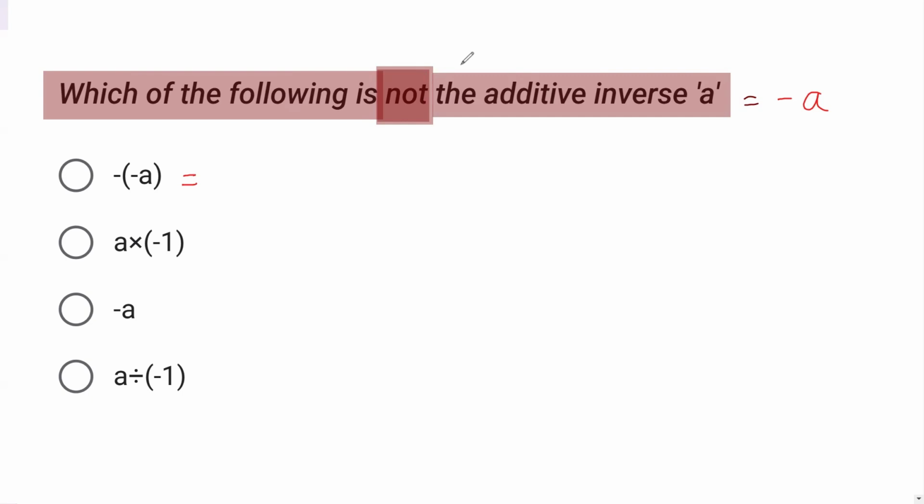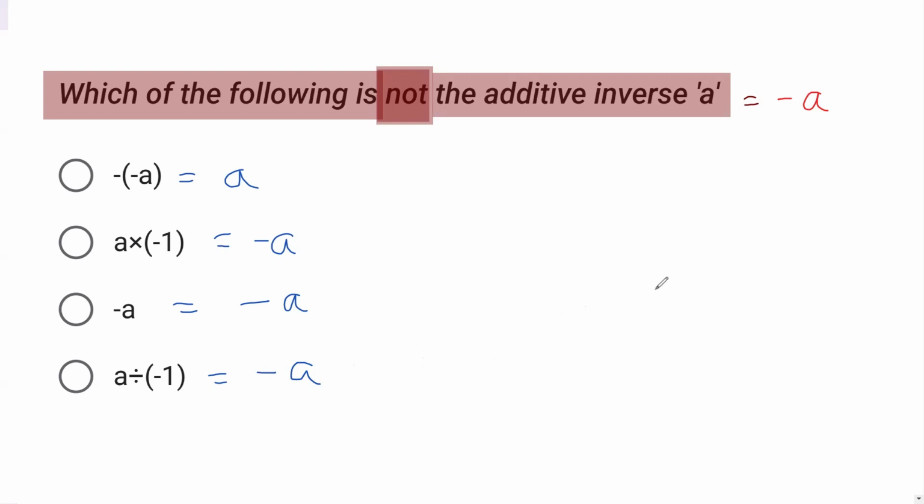So what is this equal to? You can see from here, minus into minus is plus, so this is positive A. We're not judging the answer as of now. This gives you A multiplied by negative 1, which is negative A. This is negative A itself. And A multiplied by negative 1 is negative A.